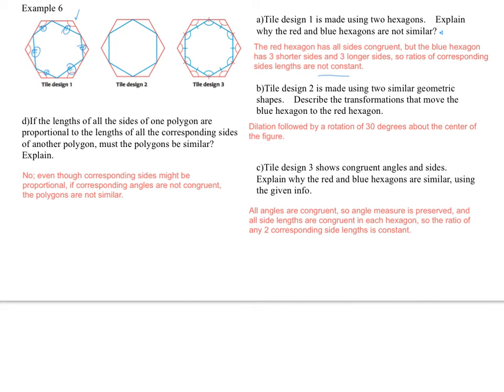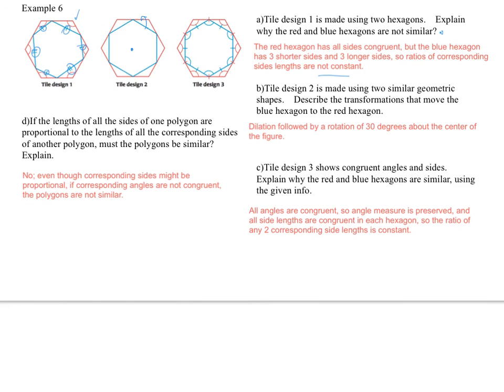Part B. Tile design 2 is made using 2 similar geometric shapes. Describe the transformations that move the blue hexagon onto the red one. So there's going to be an enlargement involved, and this should be the center of dilation here. So after that dilation, the enlargement, there's going to be a 30-degree rotation about the center of the figure.